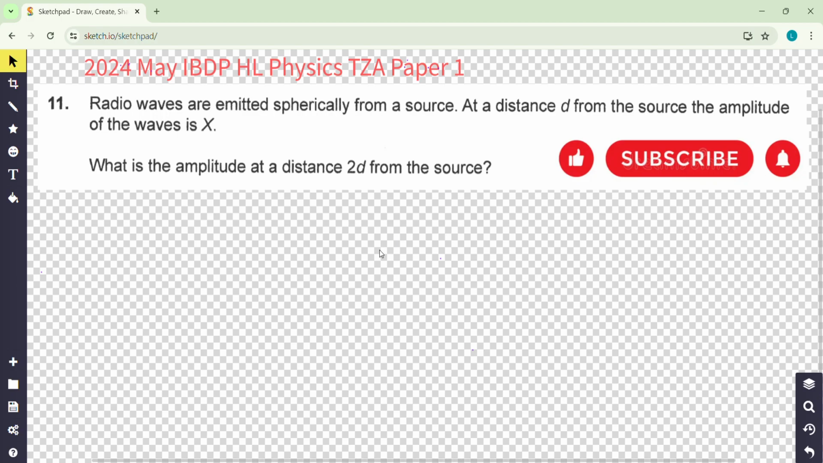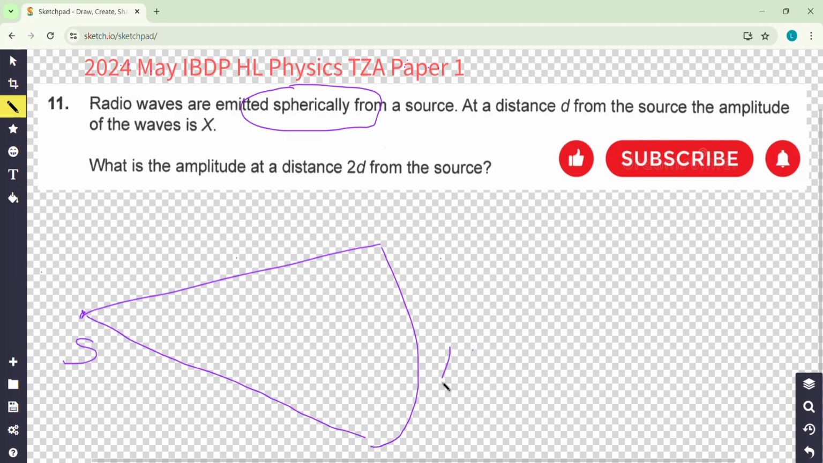Question 11 is a good question. It combines two concepts together. First, it talks about spherically emitting radiation. So the source is here, and it emits the radiation out spherically.